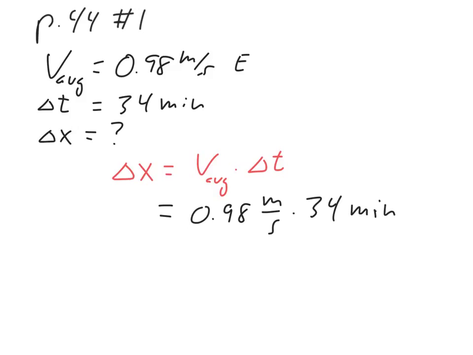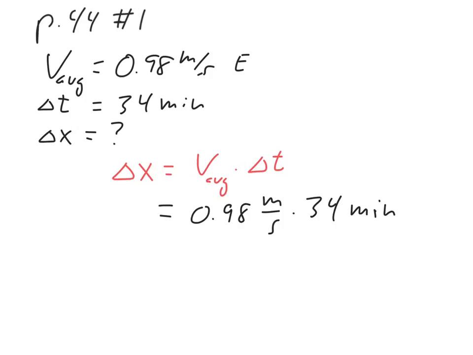And looking at this, I see a bit of a problem. And that problem is that this units of seconds is not the same as this units of minutes. So normally we'd like these units to be the same. We always want them to be the same because they need to cancel out. So somehow we need to convert 34 minutes into seconds.